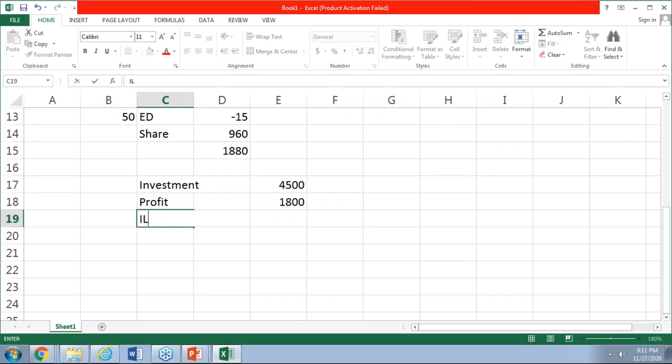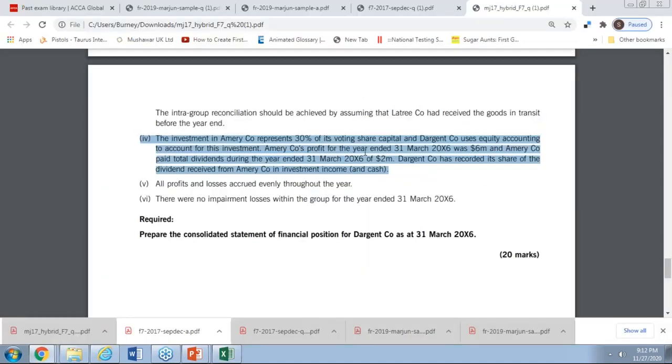So do we have any impairment loss? No. Do we have any unrealized profit? No. Do we have any dividend received which is included in the investment? So you can see here that the Dargent company has recorded share of dividend received from the Emery company in the investment income and cash. So they have already recorded the dividend in the books.